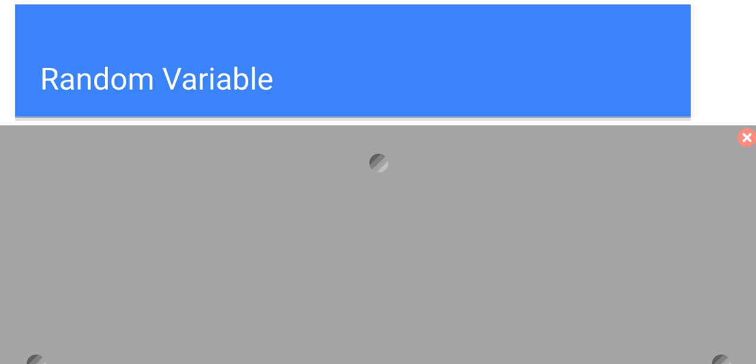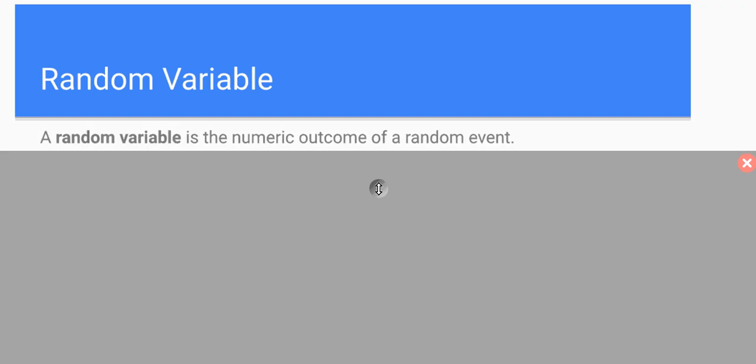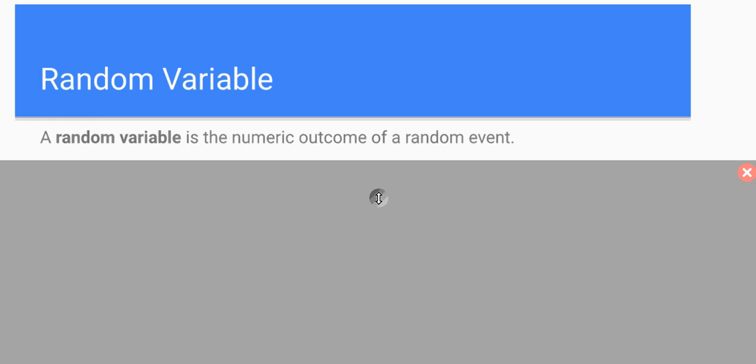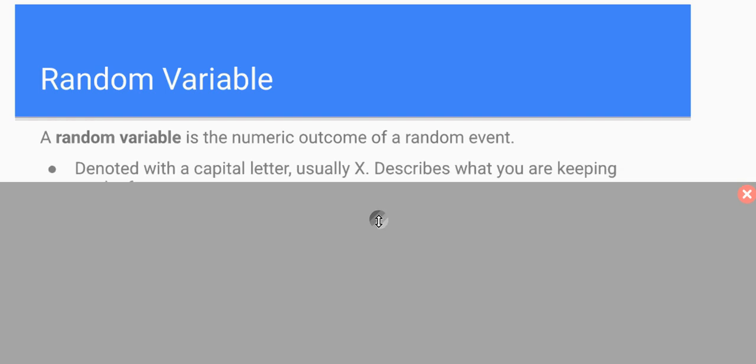All right, so what is a random variable? Simply put, a random variable is the numeric outcome of a random event. When we're talking about flipping a coin, we'll do an example later on. But if we are flipping a coin 10 times and keeping track of something, whatever we're keeping track of is going to be the random variable.